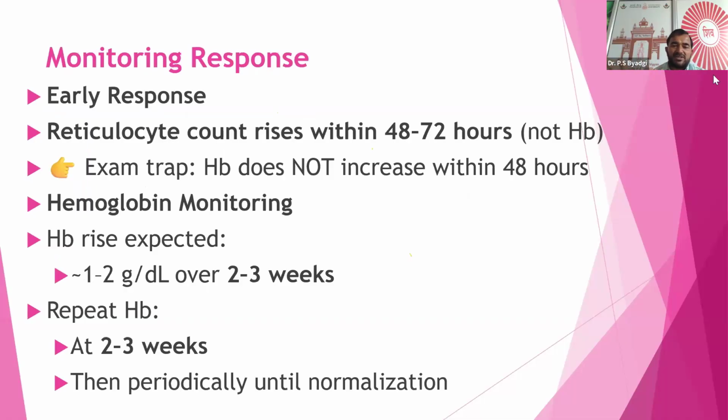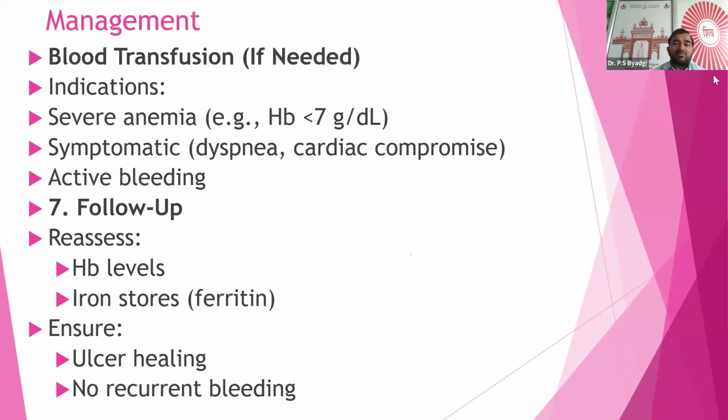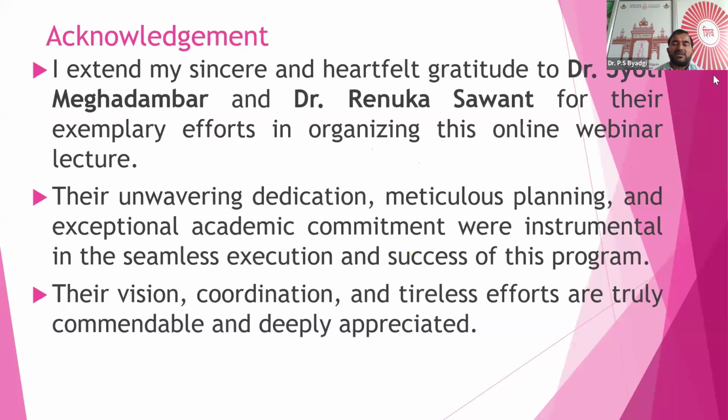Once the patient's hemoglobin percentage is increasing, it indicates that the patient is responding and the causative factors have been removed. Then blood transfusion, if needed, especially in case of severe anemia, if the hemoglobin is less than 7, and if it is symptomatic, with dyspnea, cardiac compromise, or active bleeding, then that needs to be taken care of. In follow-up, again do periodic testing of Hb levels and iron stores, especially ferritin, ensure ulcer healing, and if deworming therapy is required, go for deworming. The causative factors need to be looked into and taken care of.